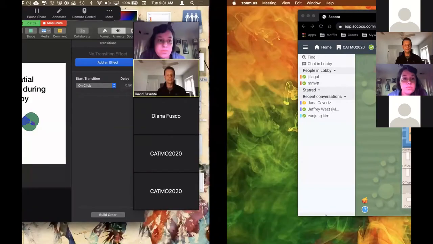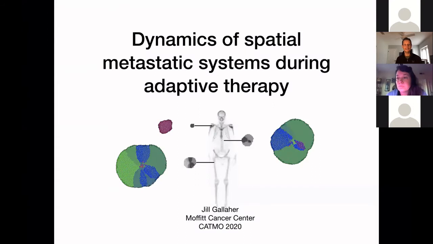So Jill Gallaher is at Moffitt. She's a friend and colleague of mine at the IMO, and she did her PhD in biophysics at East Carolina University, but she's been working at Moffitt together with Sandy Anderson for quite a few years now, and she's been creating some great spatial models of cancer in many different contexts and situations and applications of treatment. And clearly, her work is really relevant to this meeting. So I'm just looking forward to what you have to present today, Jill.